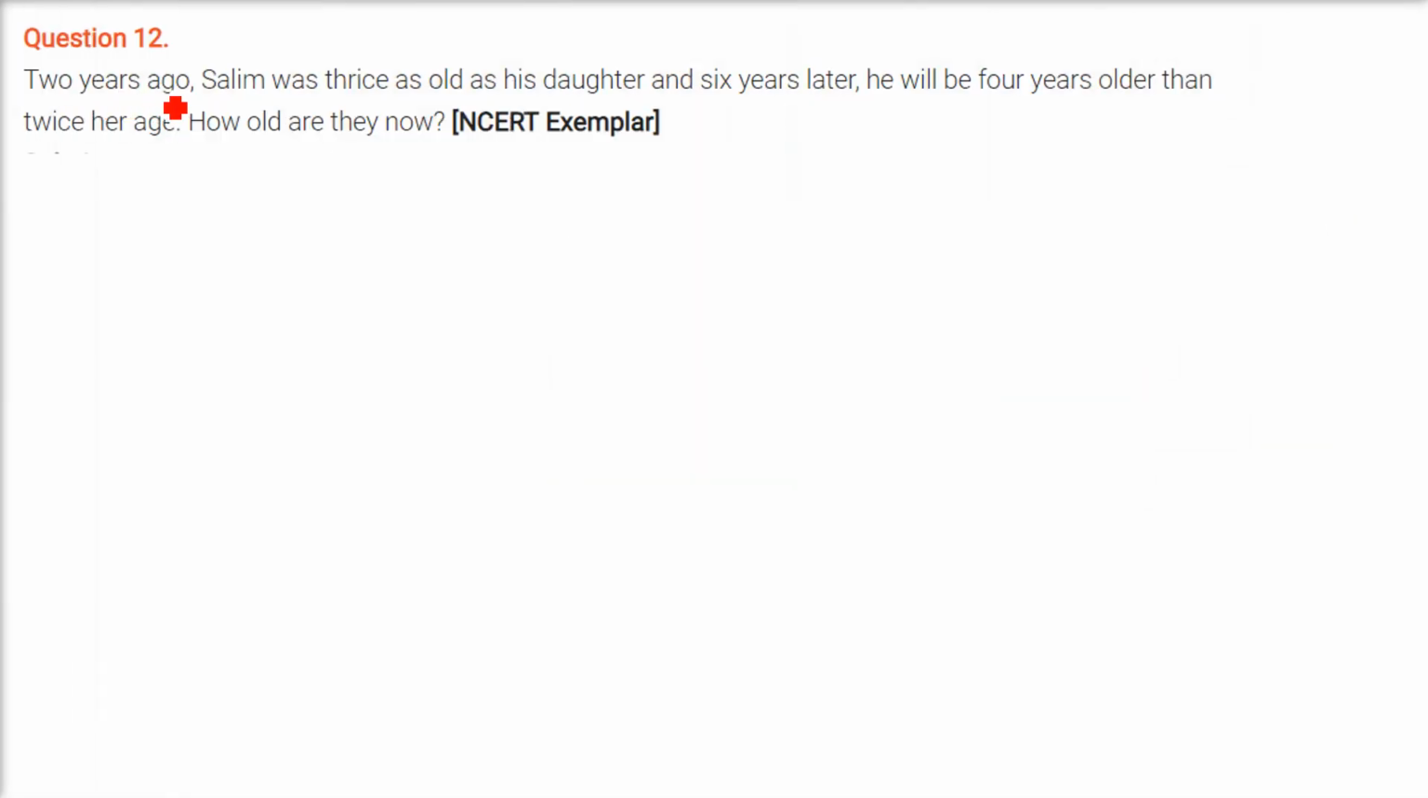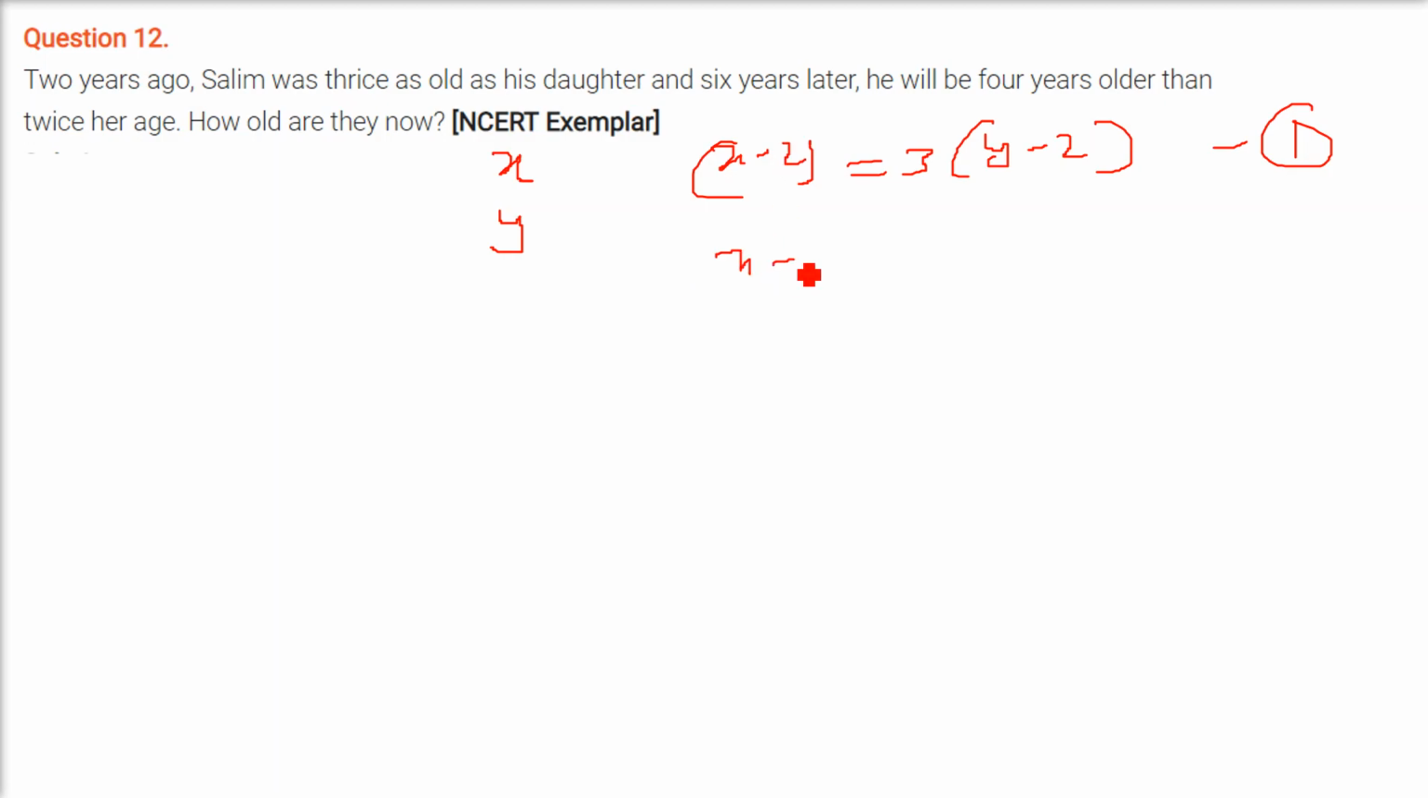2 years ago, Salim was thrice as old as his daughter. So if we take Salim's age as x and daughter's age as y, 2 years ago that is x minus 2 and y minus 2, both for Salim and daughter. He was thrice as old as his daughter. This is the first equation. Then 6 years later, we add 6 to both of them.